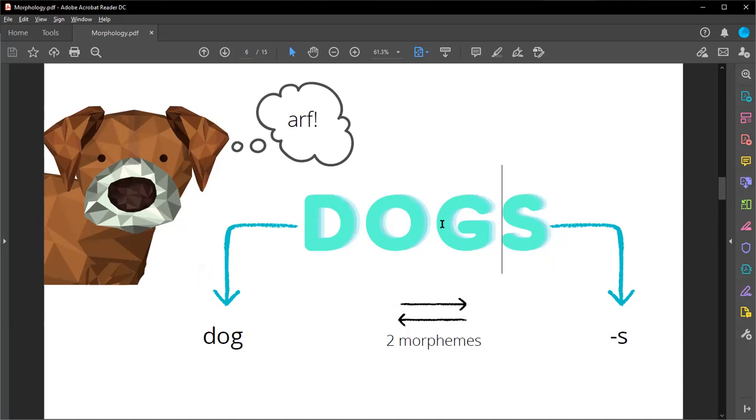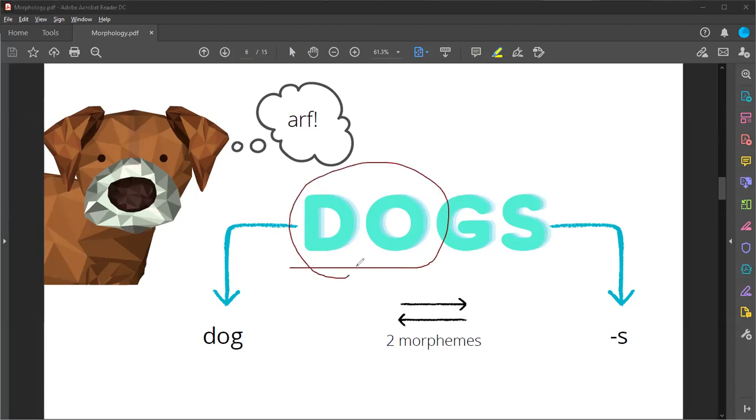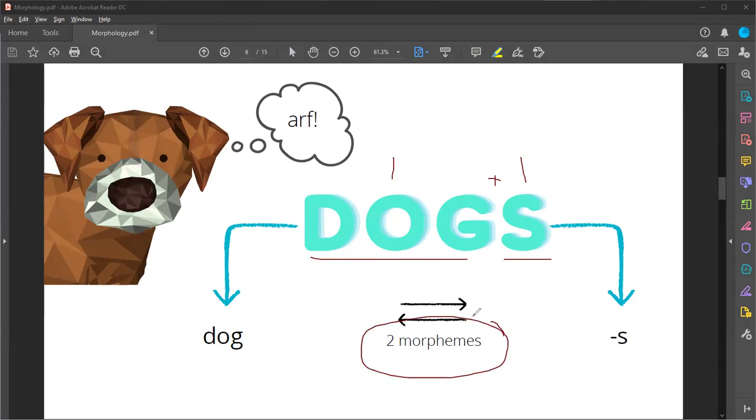But in here, we should look at what the root word or the basic word is. So the basic word in here is not the dogs. This is not the root word in here, because look, what is this? The arf arf arf. This is a dog. So basically, we have what we call dog one and s plus one. So we have two morphemes. And in here, the dog is one morpheme, and the s is another morpheme.